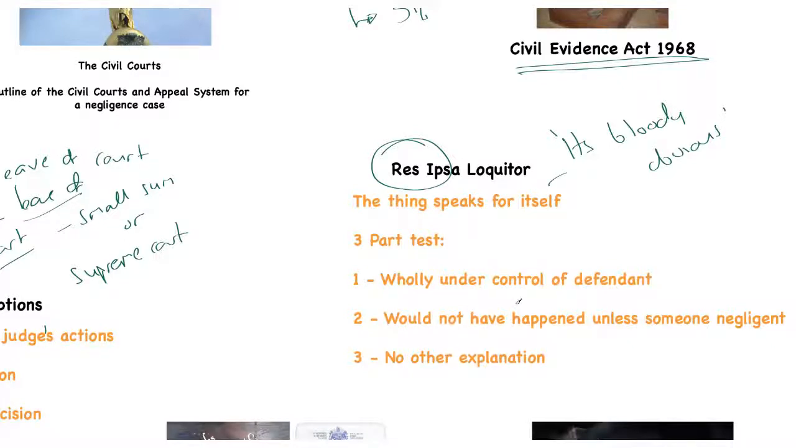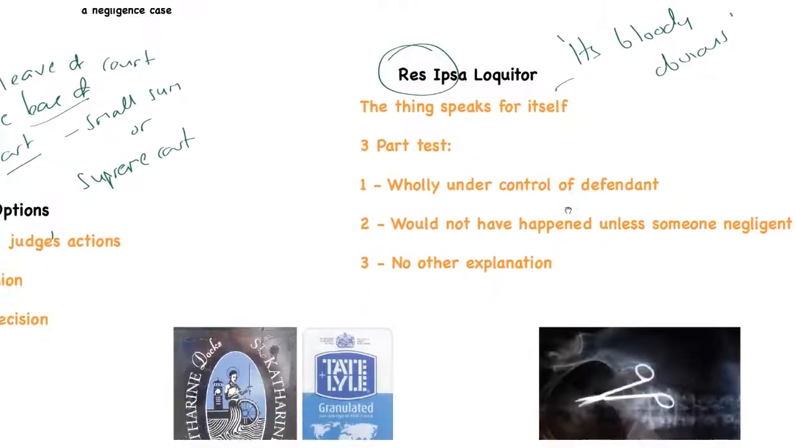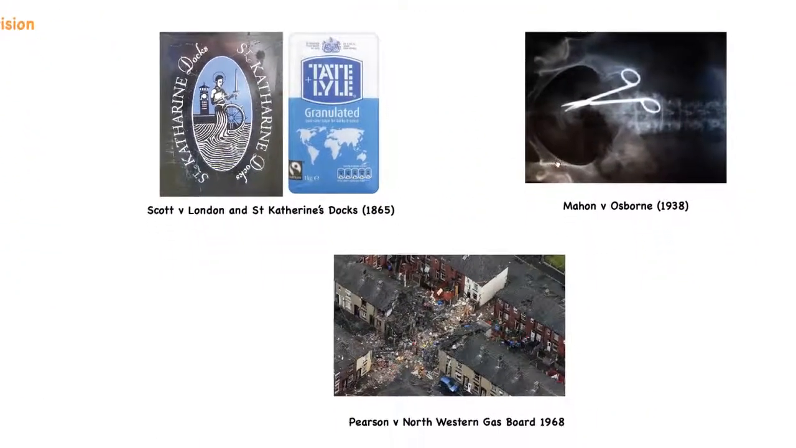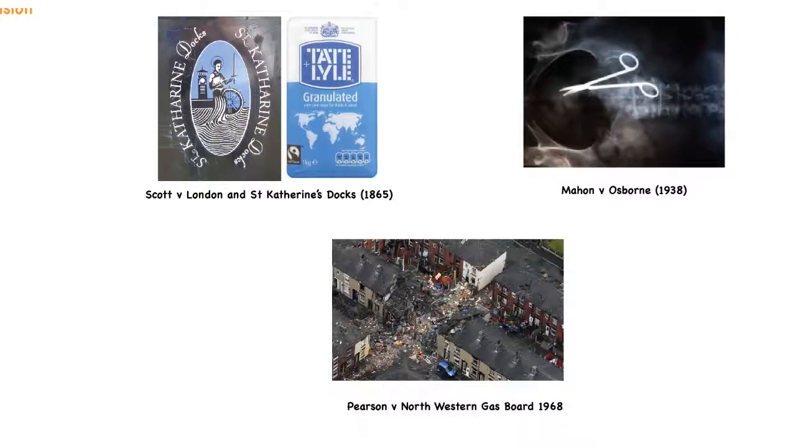And the case that we use to demonstrate this, the famous res ipsa case, is Scott versus London and St Katharine's Docks. In Scott versus London and St Katharine's Docks, the claimant was injured by a sack of sugar which fell from a crane operated by the defendants. So let's have a look. Sack of sugar falls from crane.